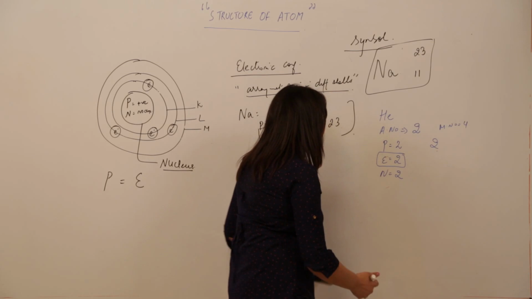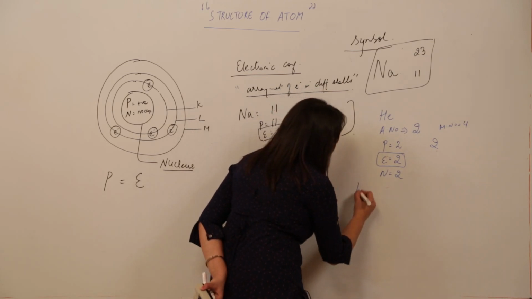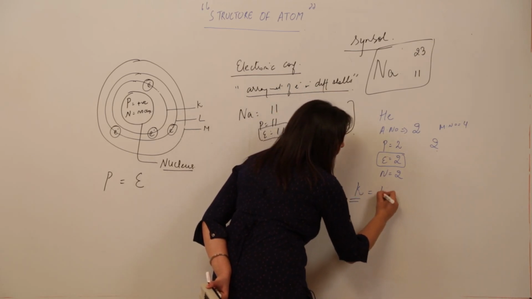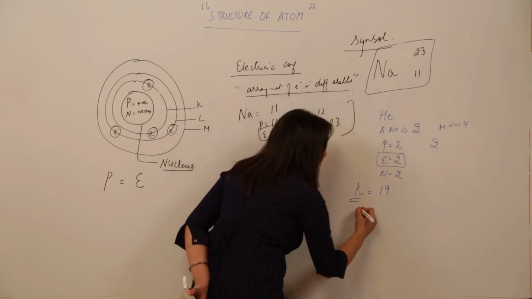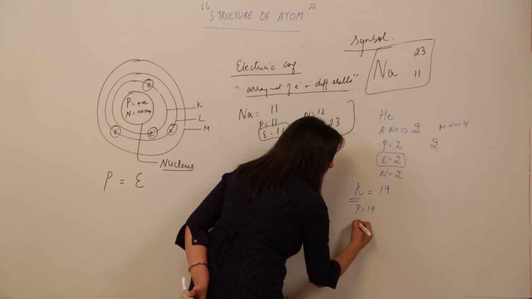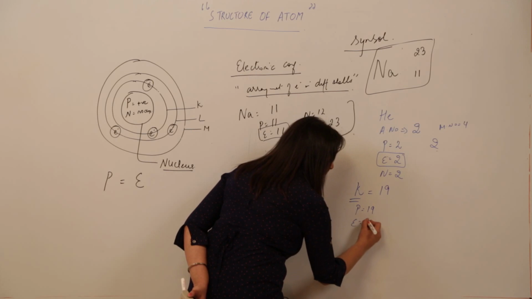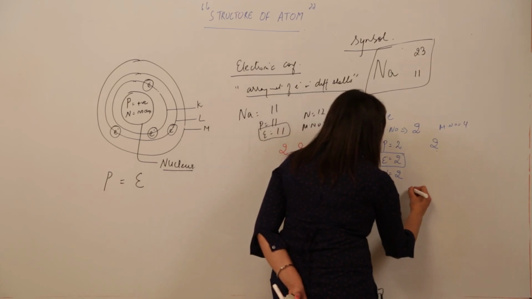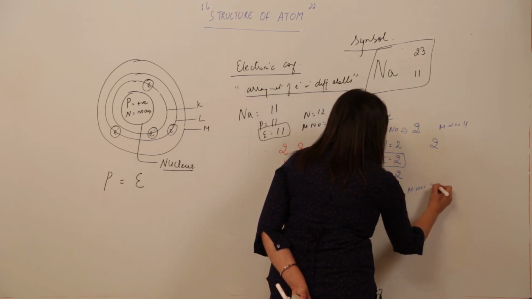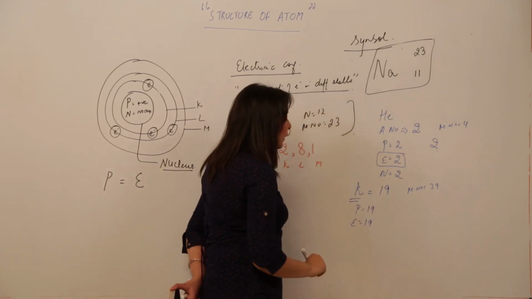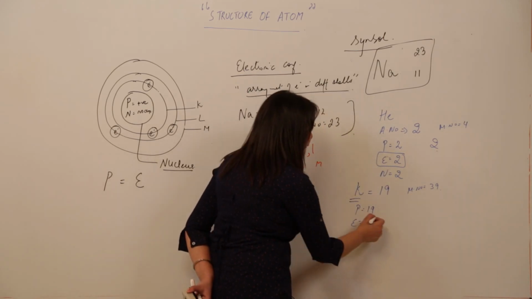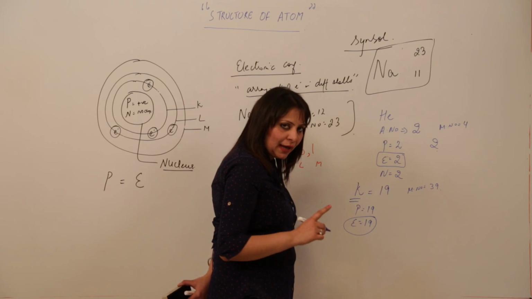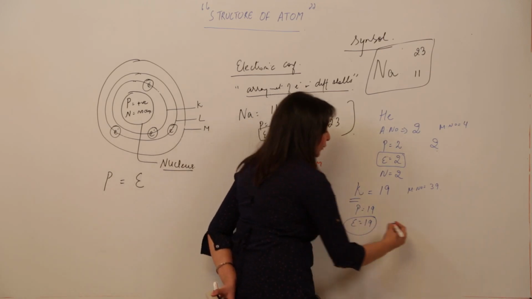So let us take another example. Suppose I am taking the example of potassium. The atomic number of potassium is 19, meaning proton 19, electron 19, and its mass number is 39, right. Now if we want to write the electronic configuration, we will be considering only electrons, as I told you. So what will be the configuration?